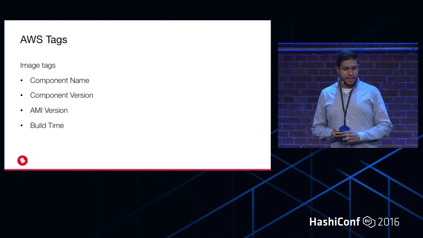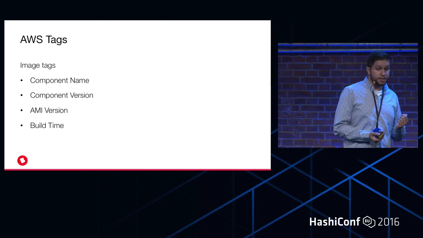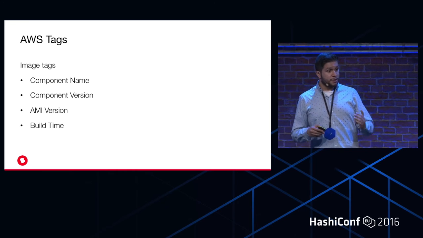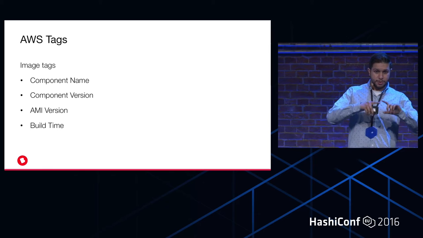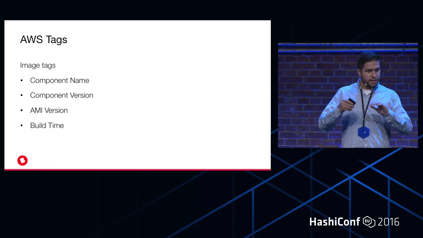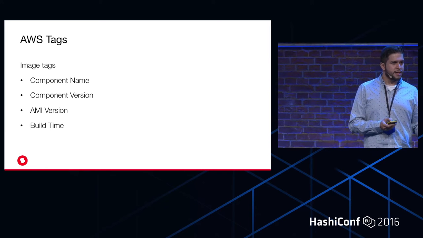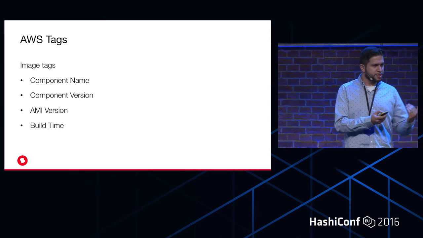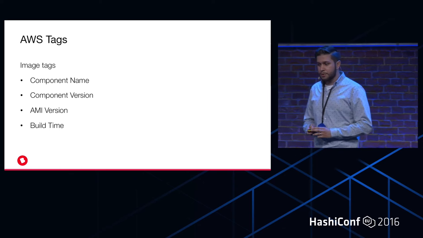Now, in our case, our schema looks something like this. So we have the component name, the component version, AMI version. The reason why AMI version is different from component version is because the way our pipelines are set up, if you need to make a change to the underlying system, you don't need to rebuild and recompile an artifact. It's a separate change to the version of the component. So that's why they're separate, and of course the build time as well.